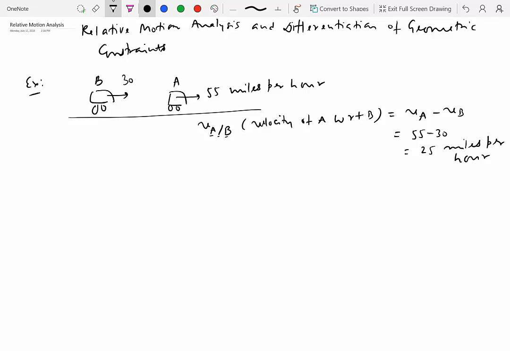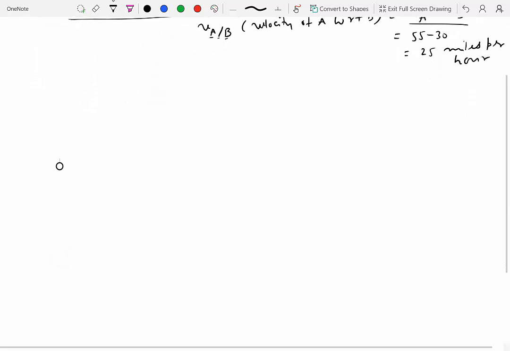The next question is, where does this really come from? How do we really know that velocity of A with respect to B is equal to velocity of A minus velocity of B? And then the second question is, are there any restrictions on when you can apply this formula to compute the relative velocity? So yes, even though you have probably done this for a long time, you probably don't know what the constraints are under which this is really valid. So let's look at some of those things.